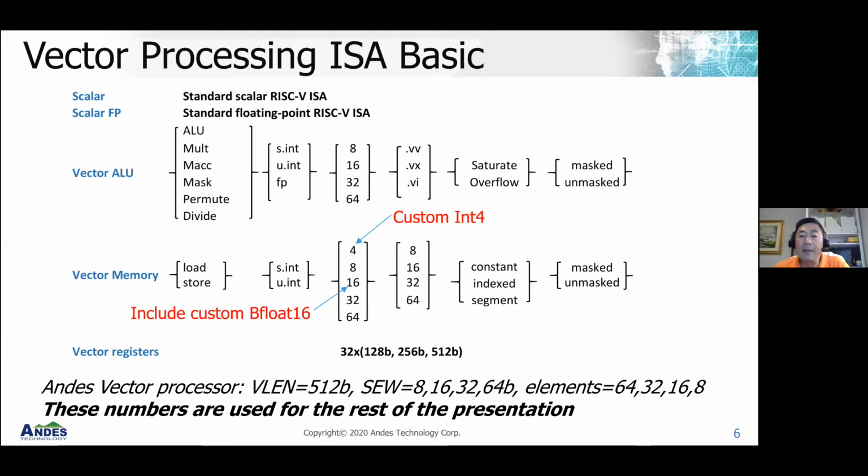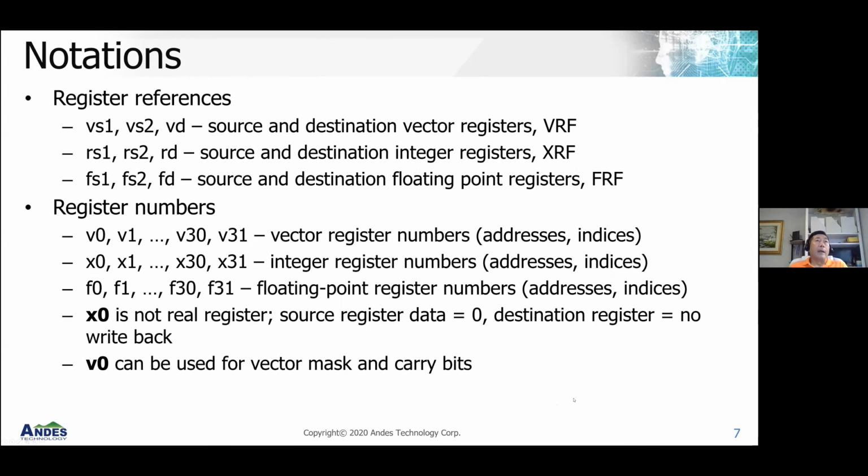At Andes, we started with VLEN equal to 512 bits. Then we added 256 and 128 bits later. Throughout the presentation, I'm going to use 512 bits as the example. And so, okay, the notation.